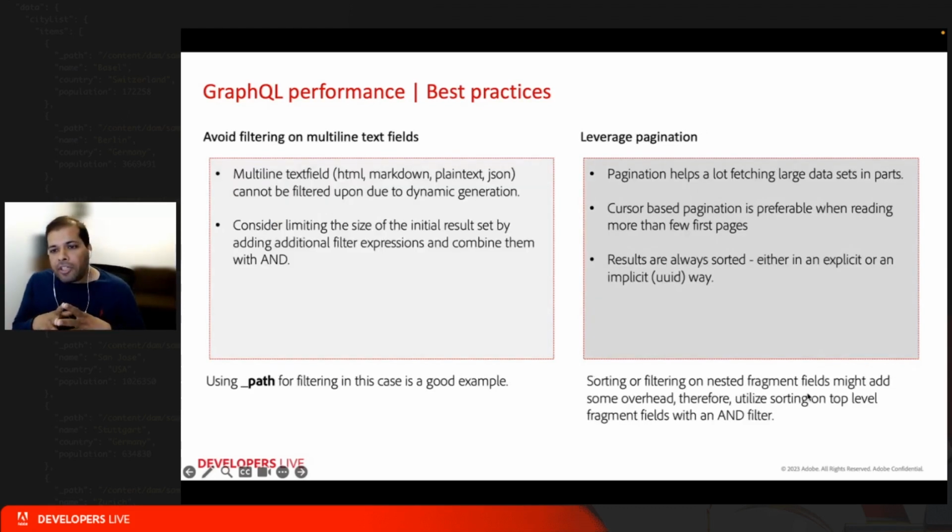Then there are certain fields which are dynamically generated as part of the GraphQL JSON result. These are mainly multi-line text fields, and for those, the values in different formats like HTML, Markdown, plain text, and JSON are always generated on the fly. So the best is to avoid filtering on those. But if you must, then at the least consider adding a top-level filter expression, for example based on _path combined with an AND operator, to reduce the size of the initial result set.